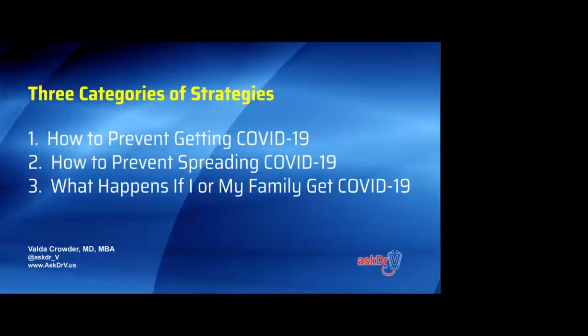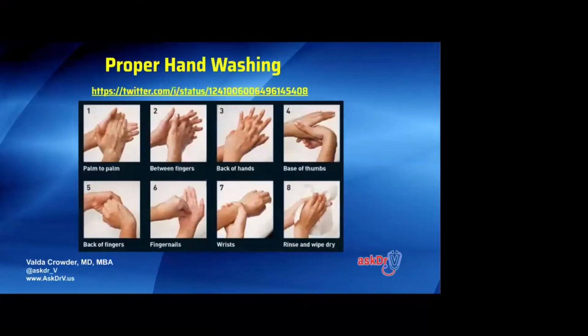So let's talk about prevention measures. How do I prevent getting COVID-19? How do I prevent spreading COVID-19? And then what happens if I or my family get COVID-19? There's been a lot about hand washing, and I wanted to show these 3 slides because these are the 8 steps that are associated with hand washing. Most people do number 1. Some people will do number 2, where you wash in between the fingers. Most people never do 3 through 8.